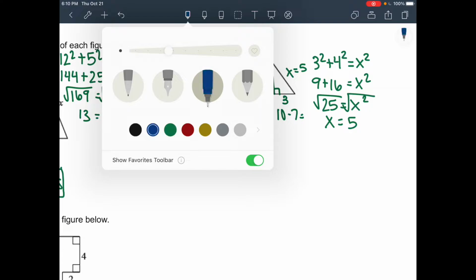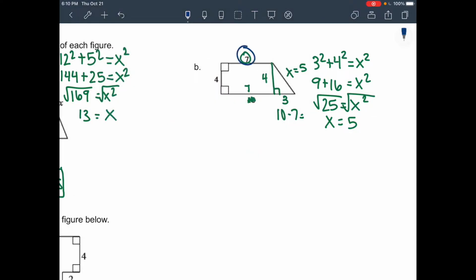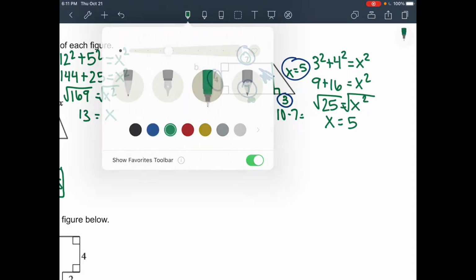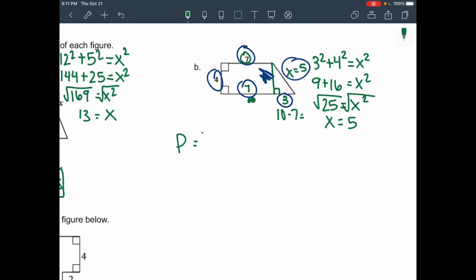So I'm going to pick a different color here. You want outside things only. So that doesn't mean where the number's written, like that 7 I wrote on the inside, but what I'm getting at here is we're not utilizing that 4 in our perimeter. So we got P equals 7 plus 5 plus 3 plus 7 plus 4.